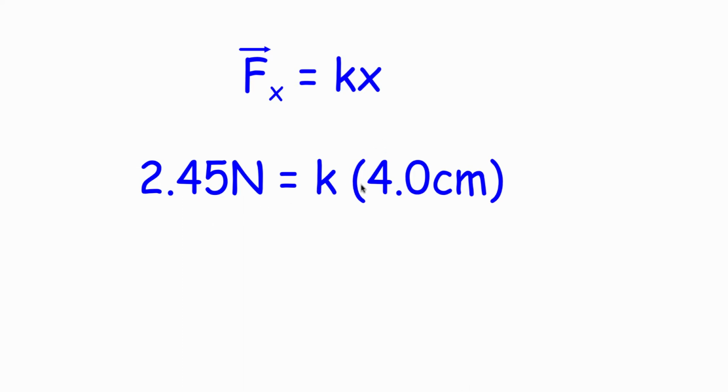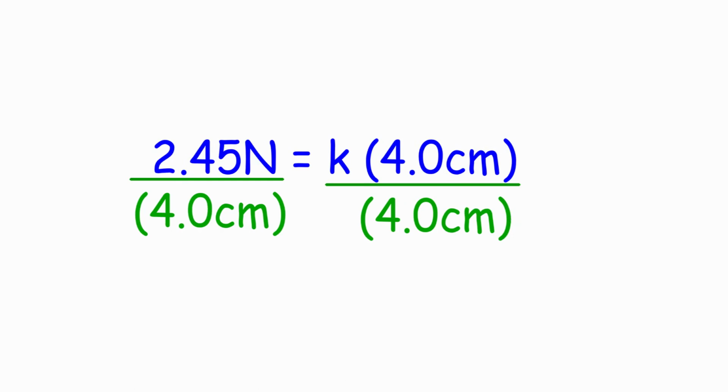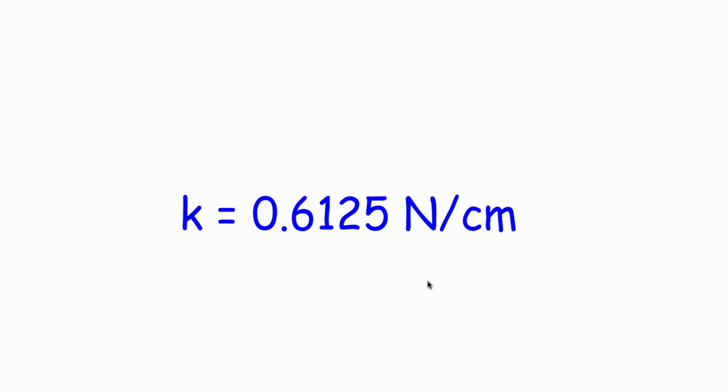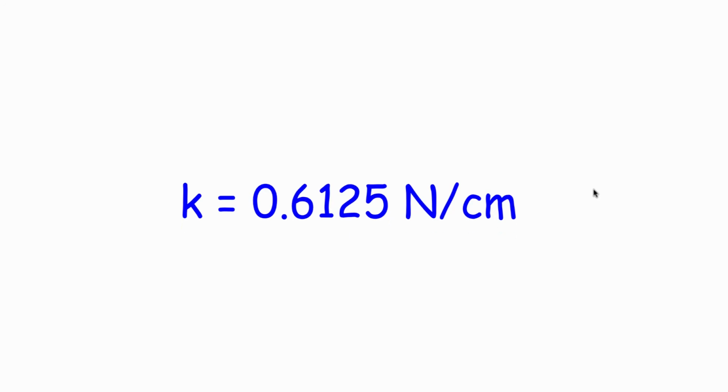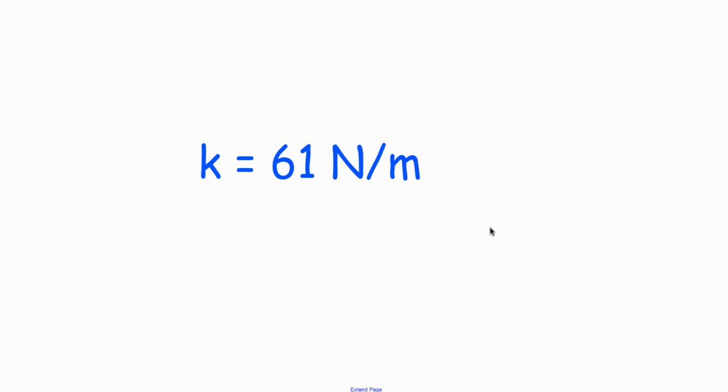I'm trying to solve for the K value, and the displacement of the spring was 4 centimeters. So now I'm just going to divide both sides by 4 centimeters on the right-hand side. That cancels out, and then we're going to be left with K is equal to 2.45 divided by 4 centimeters. That gives us 0.6125 newtons per centimeter. Normally the K value is in units of newtons per meter, so we'll just convert that, which would be 61.25 newtons per meter. And if we go to our 2 sig digs, it would be 61 newtons per meter.